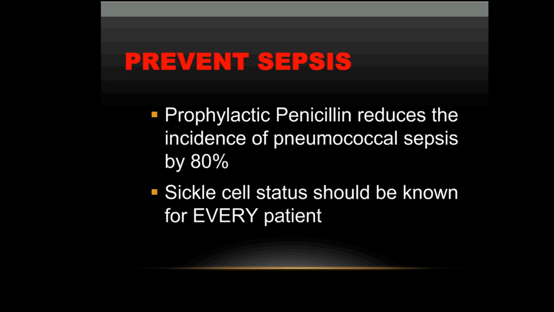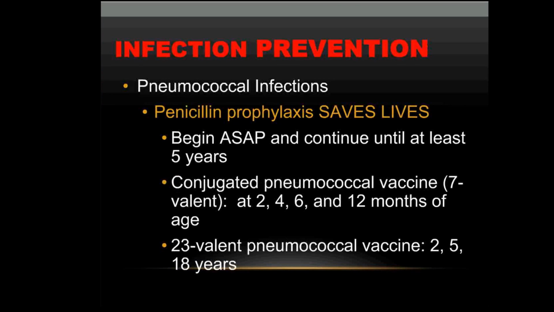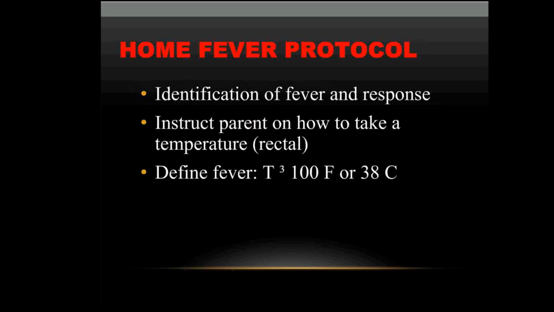So when you use prophylactic penicillin, it reduces the incidence of pneumococcal sepsis by 80%, and all patients, again, should know their sickle cell status. Now, this goes through the penicillin prophylaxis directions. I can't go through each one of these in detail just because of time, and like I said, I have so much on these slides, but I did give some resources where you can look, and definitely cdc.gov is one of them.